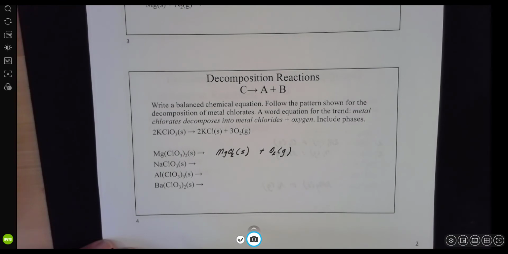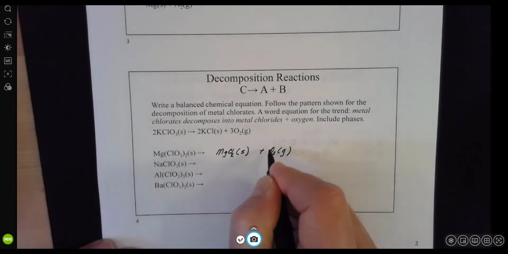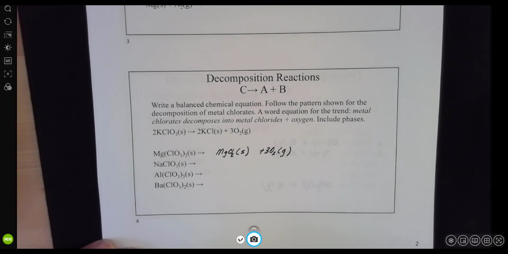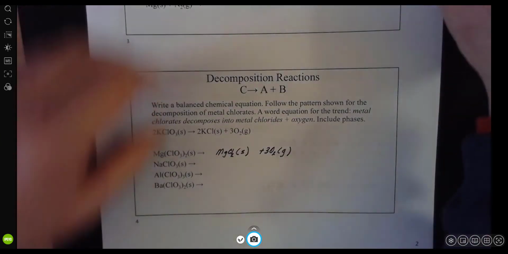Let's see now in terms of balancing what we have to do. I see there's 1 magnesium on both sides. There's 2 chloride ions on both sides. But there's 6 oxygens on the left and only 2 here. So I need to place a 3 in front for that to balance. So this would be the decomposition of magnesium chlorate. All right, so let's look at another one.